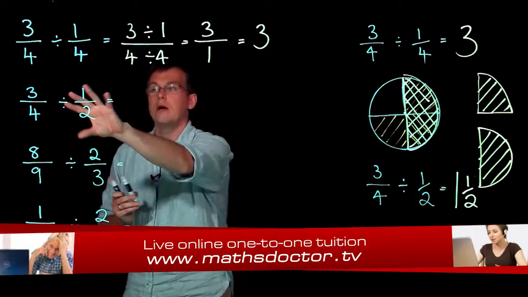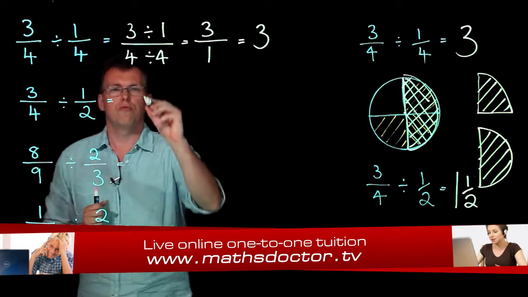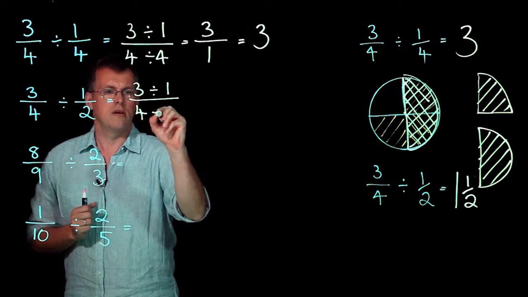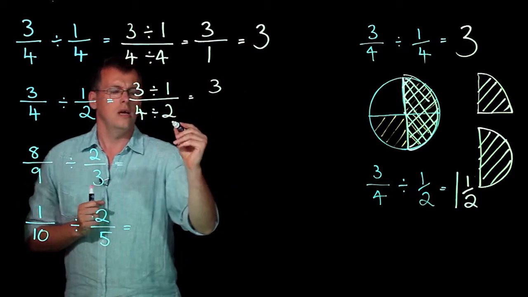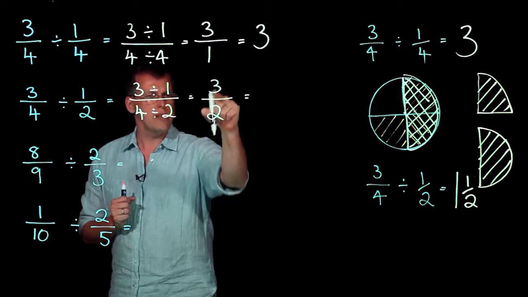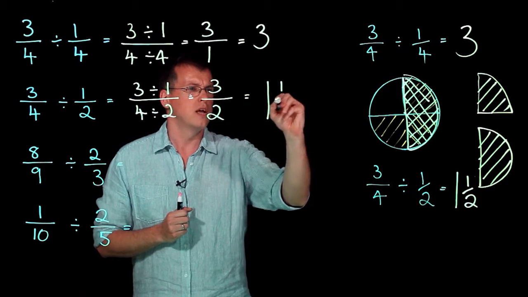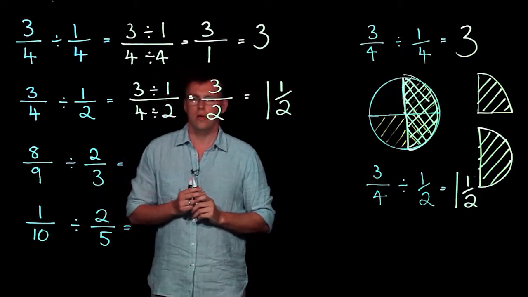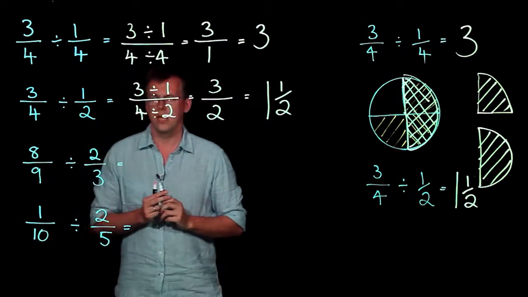Which you can see ties in with our answer and our description over here. Having a look at the second one again, just to show that it is the case. This time, 3 divided by 1, 4 divided by 2. How many 1s go into 3? 3. How many 2s go into 4? 2. We've got 3 halves here, and 3 halves is equivalent to 1 and a half, which ties in with our answer over here. Let's show that with a couple more examples.